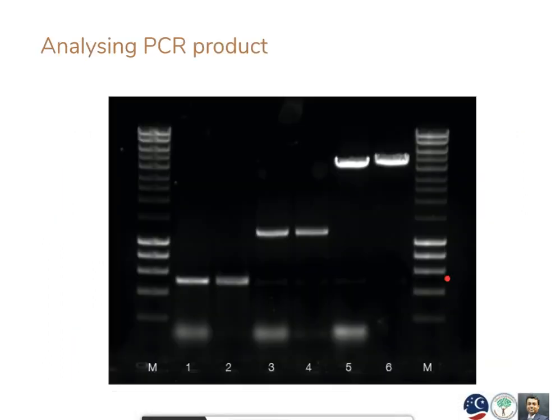This is actually a representation of agarose gel electrophoresis, where we have loaded the PCR products in these lanes. This technique is regularly used for analyzing the PCR products. Different sizes of PCR products will produce different banding patterns on the gel. We are not going to discuss this technique today, but this is just to show how we can analyze whether the PCR has run properly and the product has formed properly.